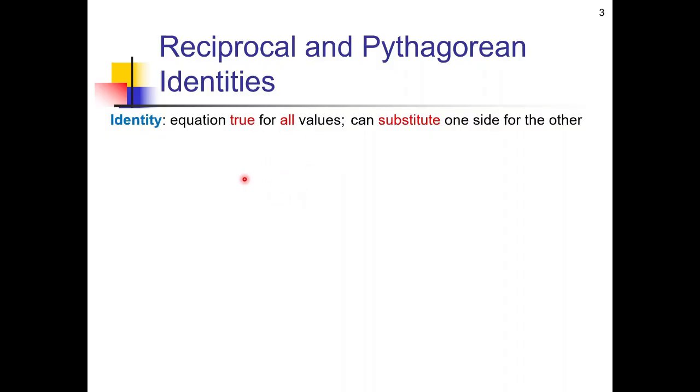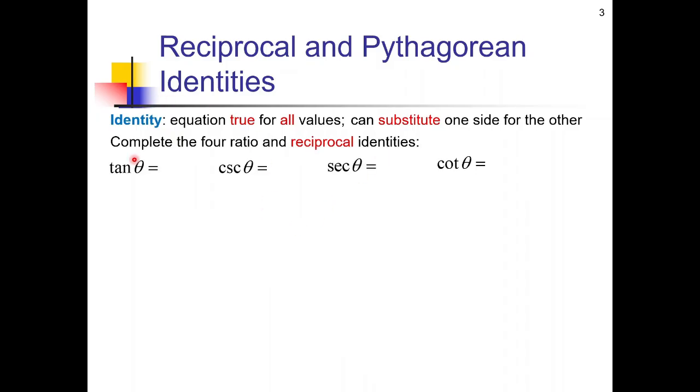So to start with, let's take a look at some identities you probably already know. So here are four ratio or reciprocal type identities. We've got tan of theta, cosecant, secant, and cotan. See if you can remember what these are in terms of sine and cosine. All right, let's see how that went for you.